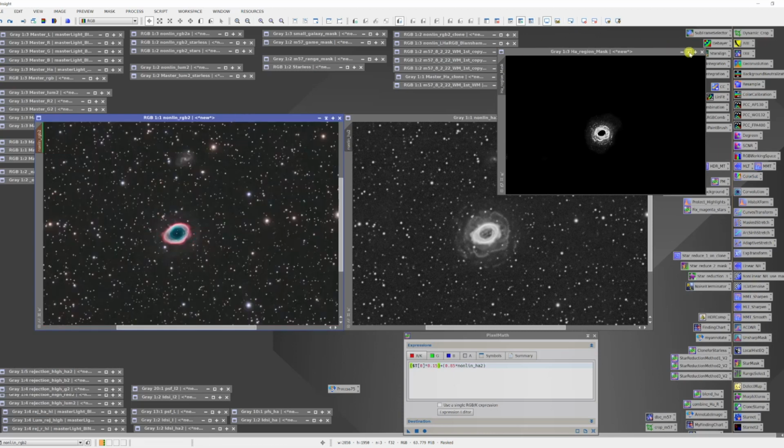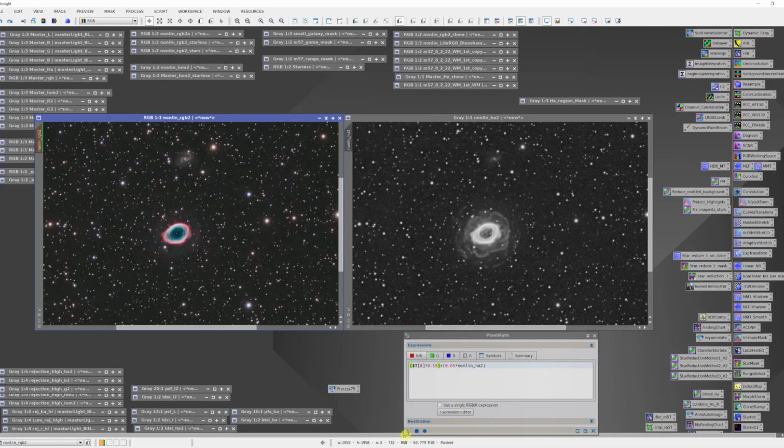Now with that in place, let's try doing this PixelMath operation again. And with that, we get a much better result. In this case, we're pasting hydrogen alpha data only where there should be hydrogen alpha data because there's structure there. We're leaving the rest of the image untouched. And this provides a pretty good effect for what we want to do.